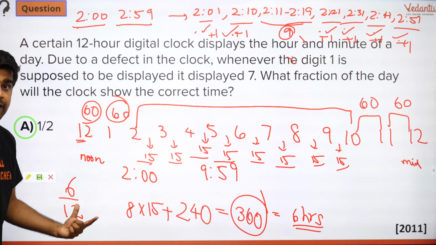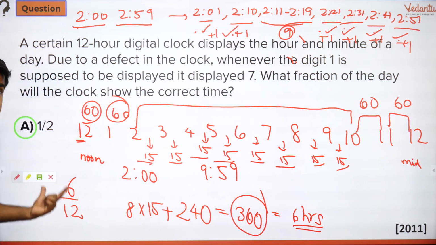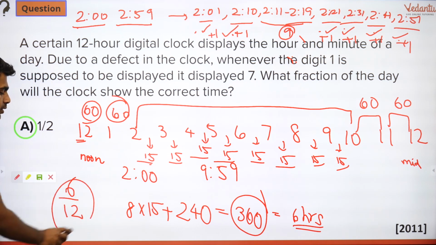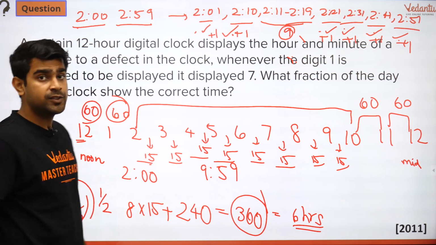So what is the correct time fraction? If it is 6 hours of incorrect, then 6 hours will be correct, out of how much time? Out of 12 hours. So what is the ratio? So 1/2 is the answer for this question.